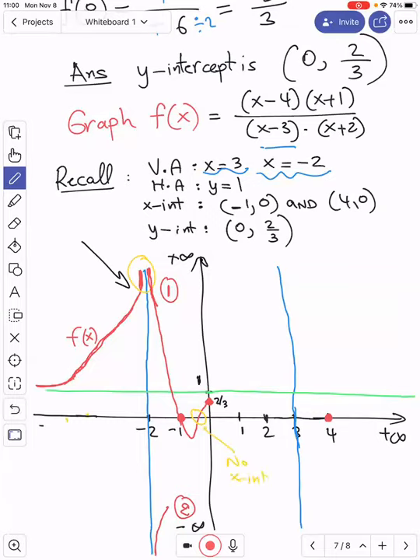Okay. So after -1, between -1 and 2/3, you're not supposed to cross this x-axis again. Because of that, we need to start the graph from the bottom, not from the top. So this is not the graph of f. It cannot be the graph of f.